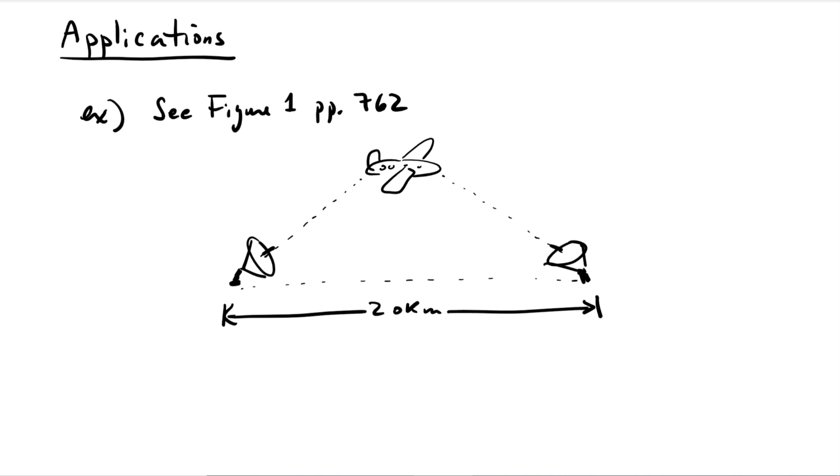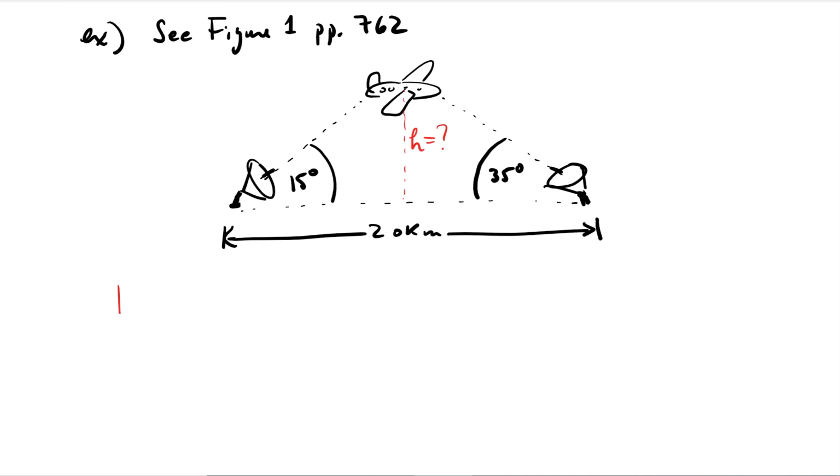Now, the angle of elevation of the first radar is 15 degrees. And the angle of elevation of the second radar is 35 degrees. And with this information, we'd like to recover the altitude of the airplane, how high it is. Okay. So what is the altitude of the aircraft?